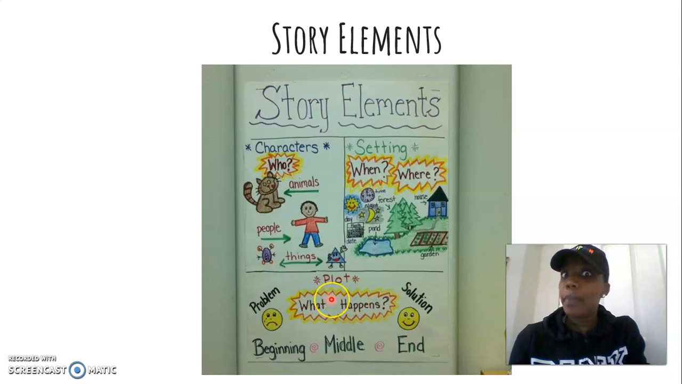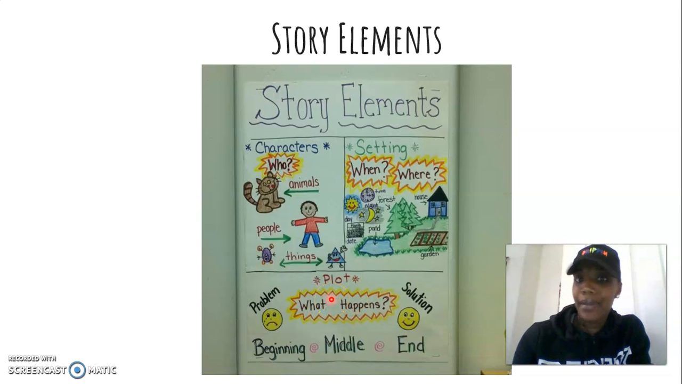You can also have a plot, okay? What happened? What happened in the story? Was there a problem and a solution situation? And make sure that you have your transition happening. You are going from the beginning to the middle and then the ending of your story.